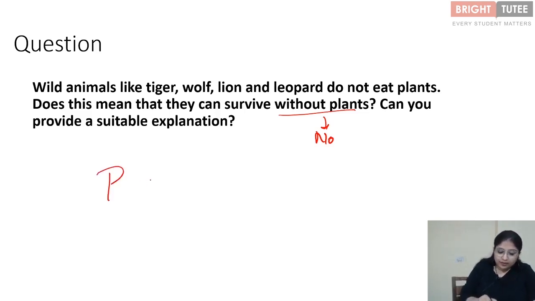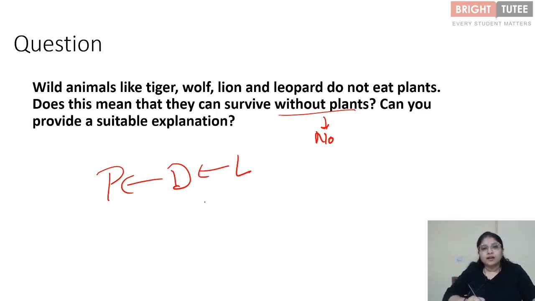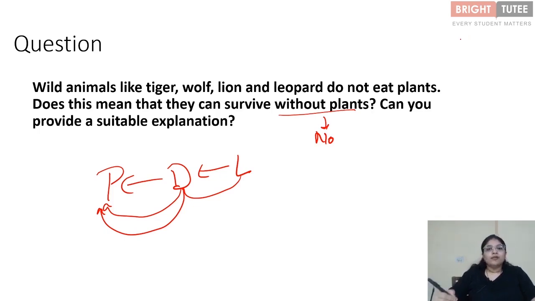So suppose there is a deer, right? We know deer is a herbivorous animal, that means it consumes plants, and we know that lion consumes deer. So deer is directly dependent on the plant, whereas lion is indirectly dependent on the plant. That is why it is important for us that plants should remain an important part of our ecosystem, right? So in this way we see how all the animals are directly or indirectly dependent on the plants to obtain nutrition and to survive.